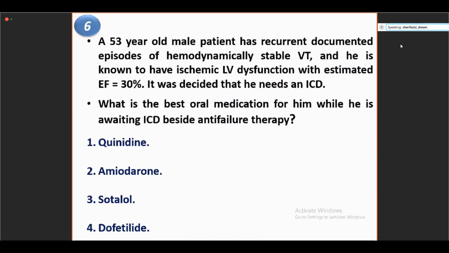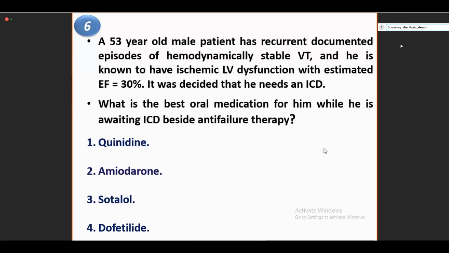Let's move to the next question. Here, I think it is an easy question. A 53-year-old male patient with recurrent documented episodes of hemodynamically stable VT, known to have ischemic LV dysfunction, ejection fraction 30, and it was decided that he needs an ICD. What is the best oral medication for him? Quinidine, amiodarone, sotalol, dofetilide. I think it is an easy question here, so we can show the answer.